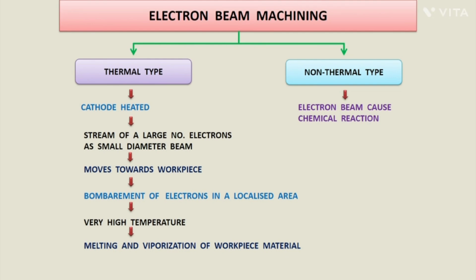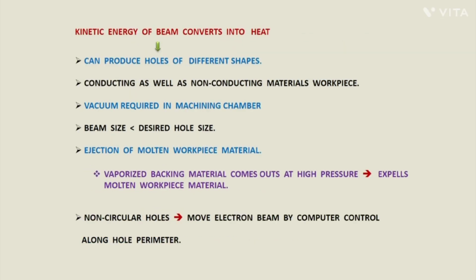Machining is going on due to the melting and vaporization of material from a very localized area of the workpiece surface. The kinetic energy of this high velocity electron beam is used for the machining to take place, and it converts into heat energy. It can produce holes of different shapes. Shapes other than circular can also be generated by deflecting the beam at a certain angle. Workpiece material can be conducting as well as non-conducting. Any kind of workpiece material can be machined by this process irrespective of hardness, mechanical and metallurgical properties.